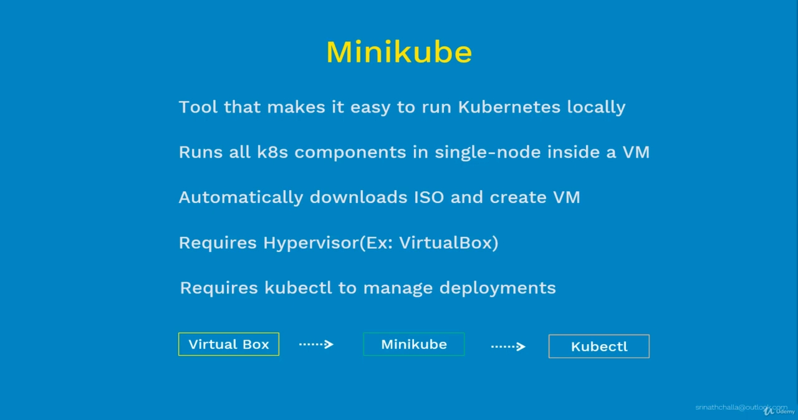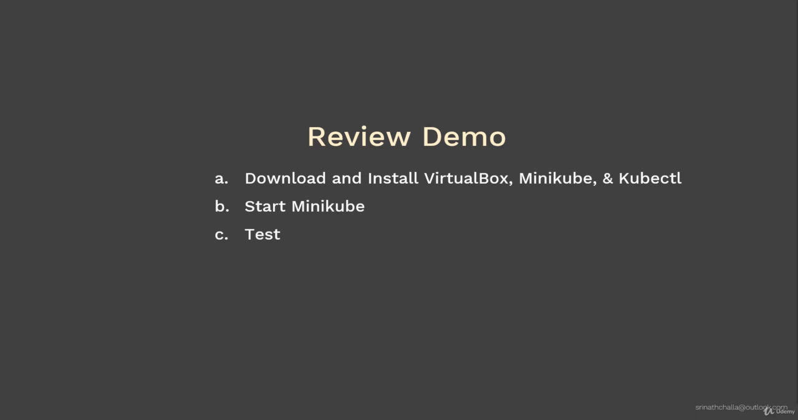Now moving on to part 2. In this part 2, we will focus on reviewing the demo we are about to do in a few minutes. In this, we will first download all three required software apps for this demo. They are VirtualBox, Minikube and kubectl. Then we'll start Minikube. We'll do the testing to make sure everything is working as per expectations.